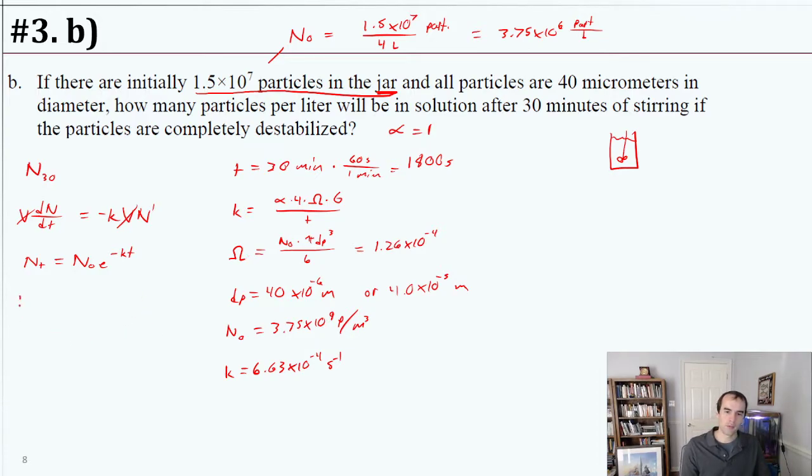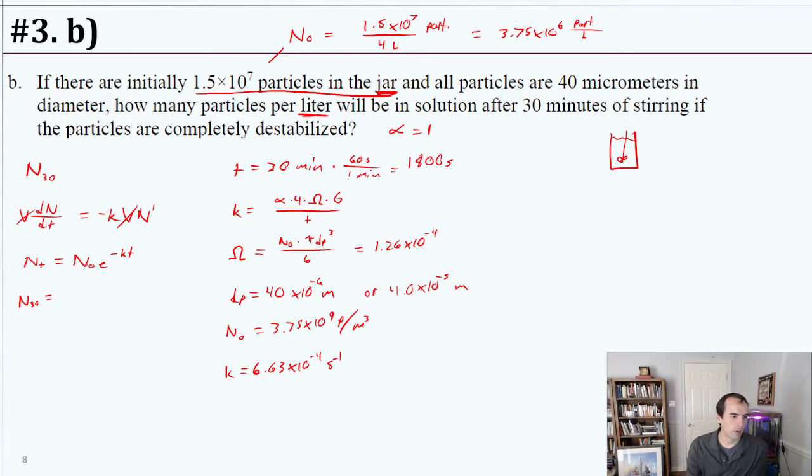Okay, then if we put n at time 30 minutes, given that we converted it, then we put in our n naught, and if we want particles per liter, then we'll use this one. I guess if we wanted to report n at 30 in particles per cubic meter, we could use this one here. That would be no problem. But I did ask for per liter, so we'll go with the per liter here.